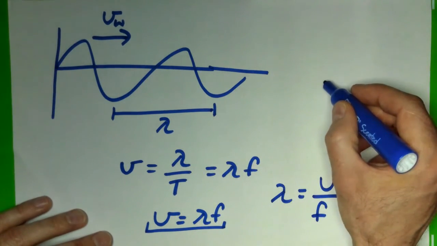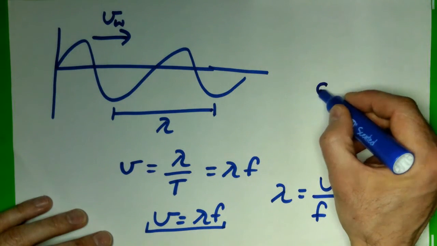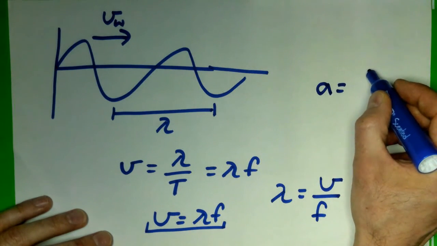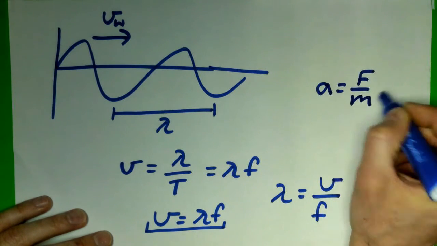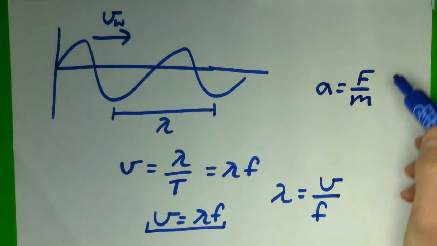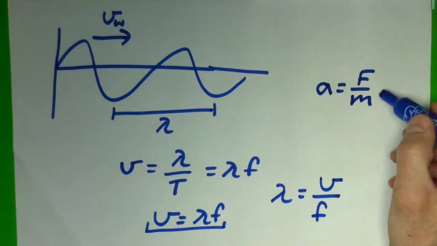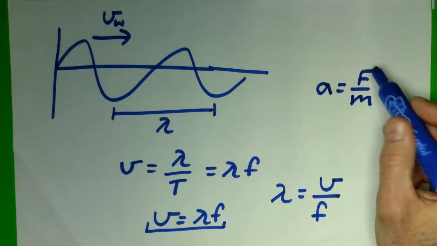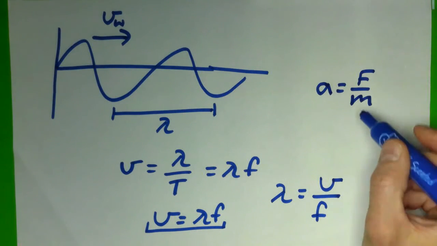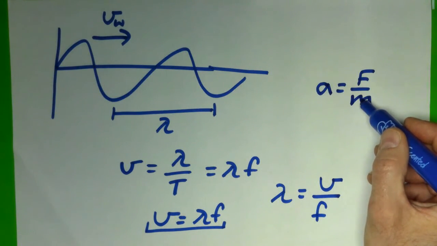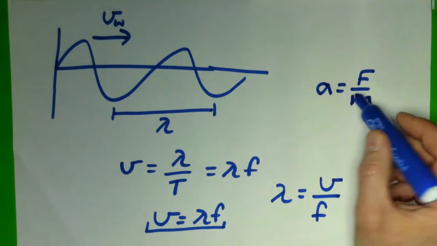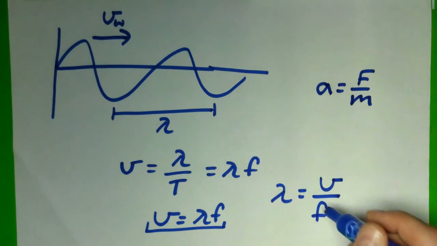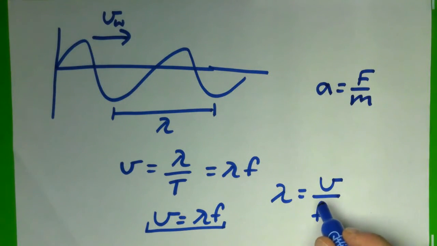I often like to write Newton's second law as acceleration equals force divided by mass. Okay? If you apply a force to an object with mass, it will accelerate. This is the result. Okay? This is the action. This is a property of the object, and this is the result. We have something very similar here.